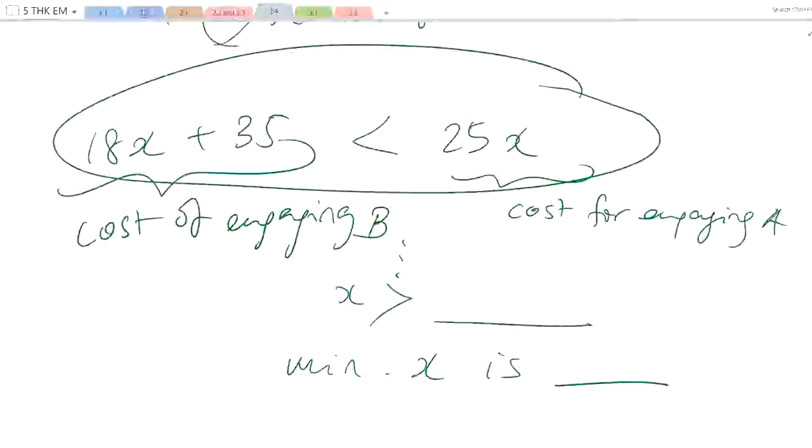Any questions? That's all. We won't come back to this anymore until revision time. We've covered everything for O-level inequalities. Okay?